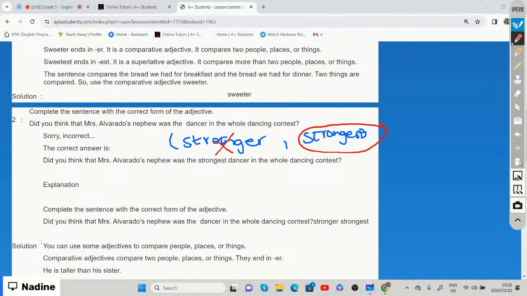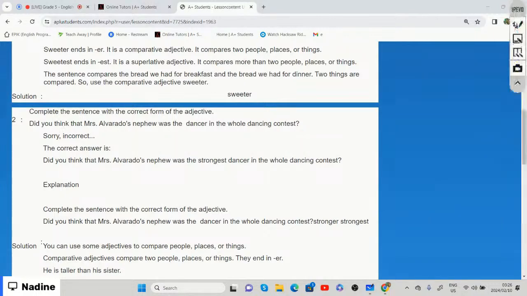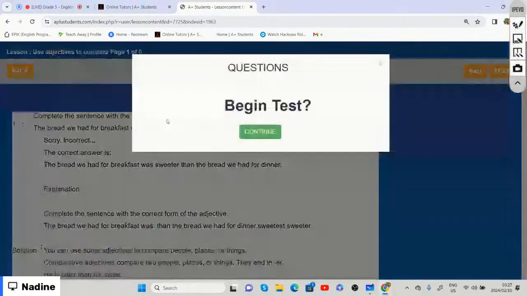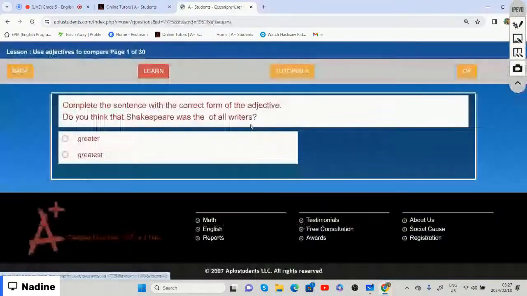All right, so now we're going on to our test. So we're going on to our test, right? And we are now going to complete the sentence with the correct form of the adjective. Do you think that Shakespeare was the, do we say the greater of all writers? Or do you think he was the greatest of all writers?